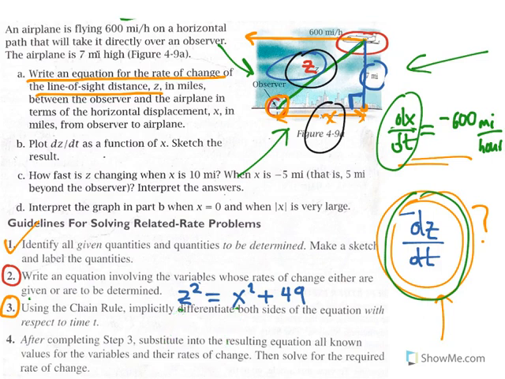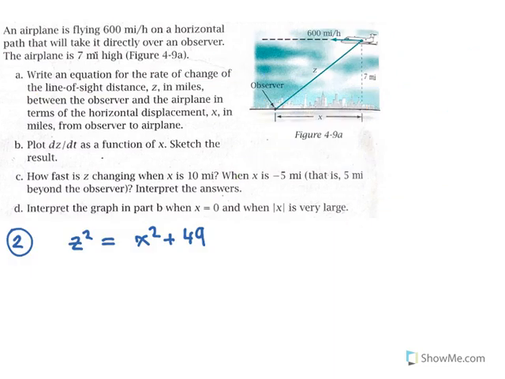Once you have this equation, the next step is to, using the chain rule, differentiate both sides of the equation with respect to time. This is implicit differentiation, and we learned in the previous section how to do implicit differentiation. And then we'll go on to step 4 after completing step 3. So let's take a look at how we do step 3. In step 3, we will differentiate both sides of the equation with respect to t, which is representing time. And this is called implicit differentiation.